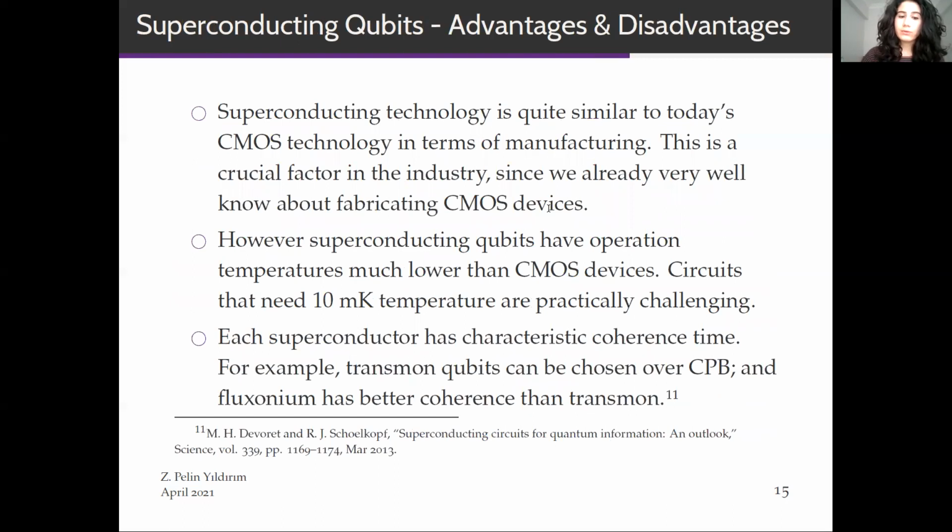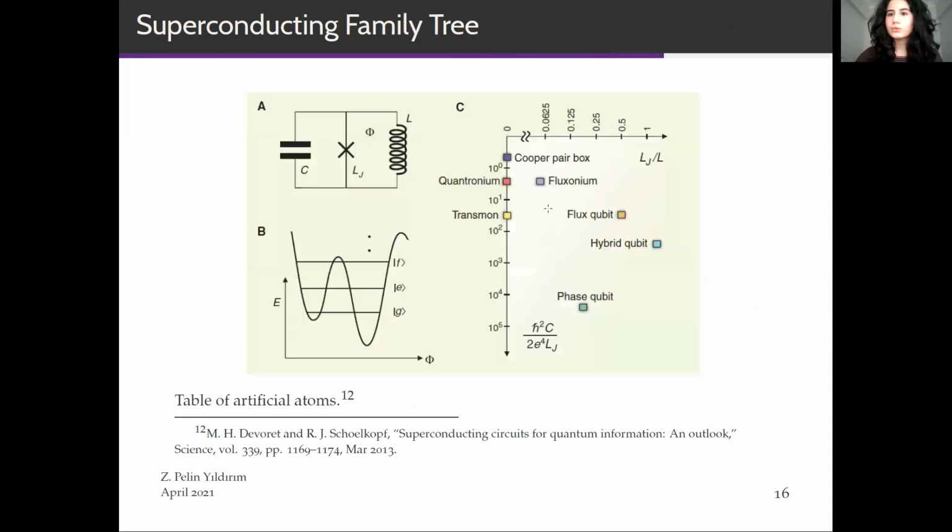As mentioned before, this superconducting qubits technology is very similar to CMOS. This is a great advantage for a brand new research field. However, the operation temperature is not suitable for room temperature for now. When the coherence time is considered, each superconducting qubit is unique. For example, transmon is good enough, whereas CPB is not doing well, actually. So this takes us to the family tree of superconducting qubits.